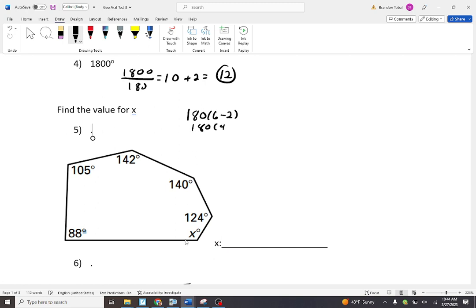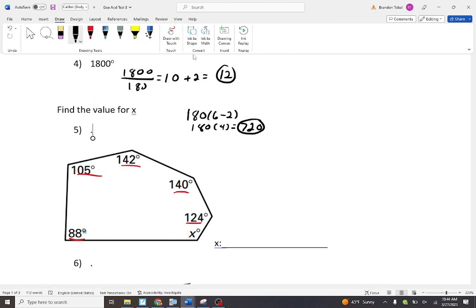180 times 4. That's how much it is in total. So it should add up all of them. So that's not the same. So now what we're going to do with each one is take each number and add that up.